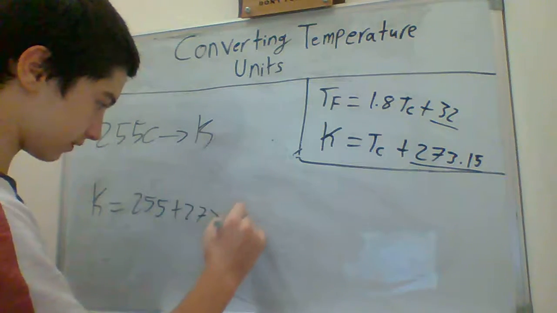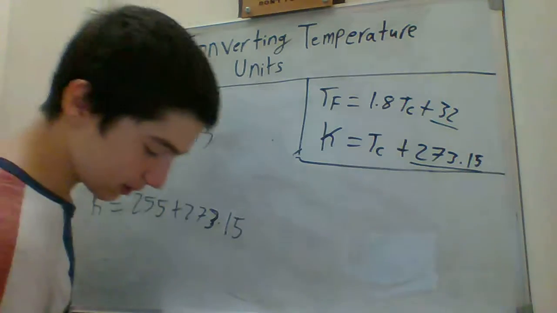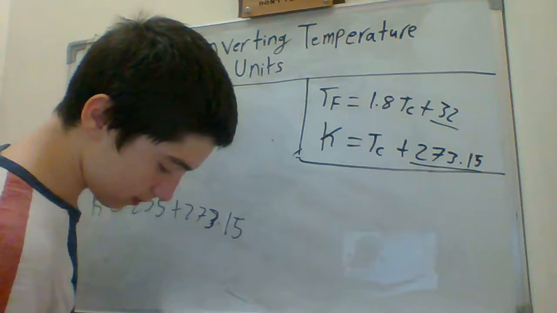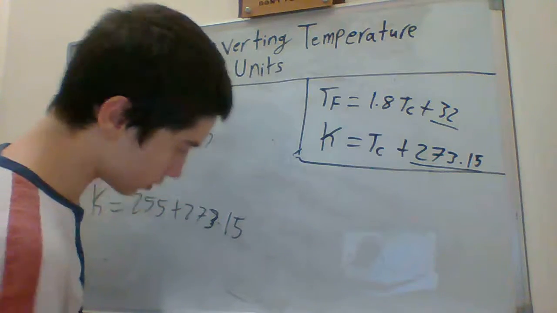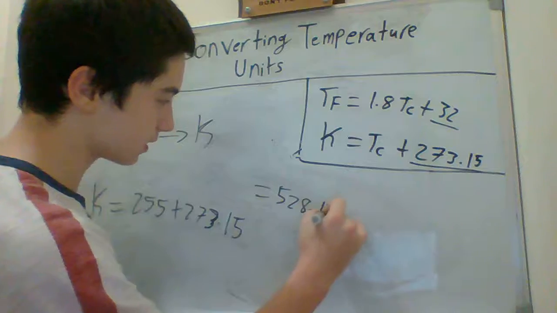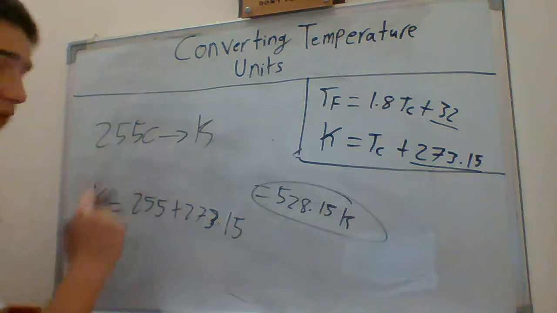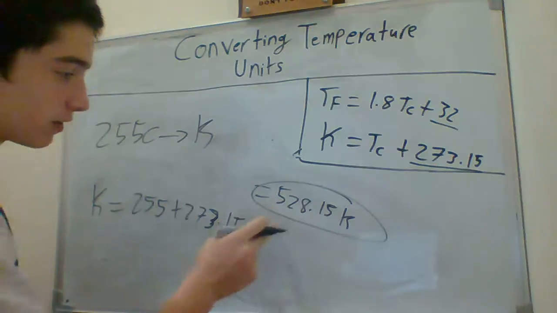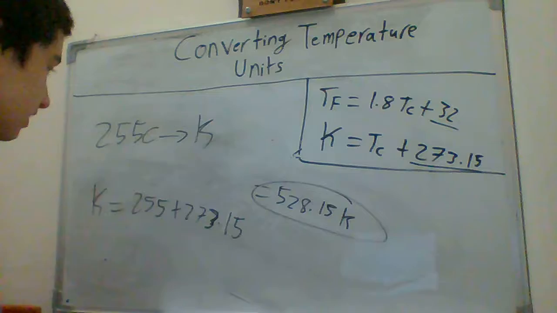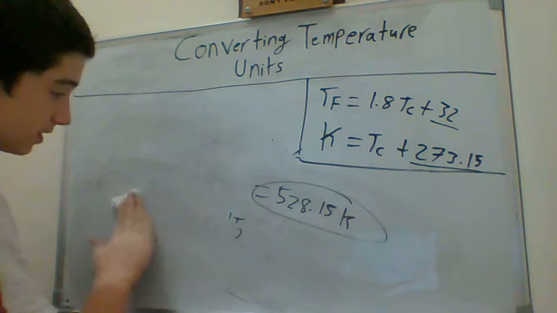So let's do the math here. We're going to have 255 plus 273.15, and that will equal 528.15 Kelvin. So that's the answer. So 255 Celsius will equal 528.15 Kelvin. Next and the last question. It's going to be tricky, so you need to open your mind and think about it.